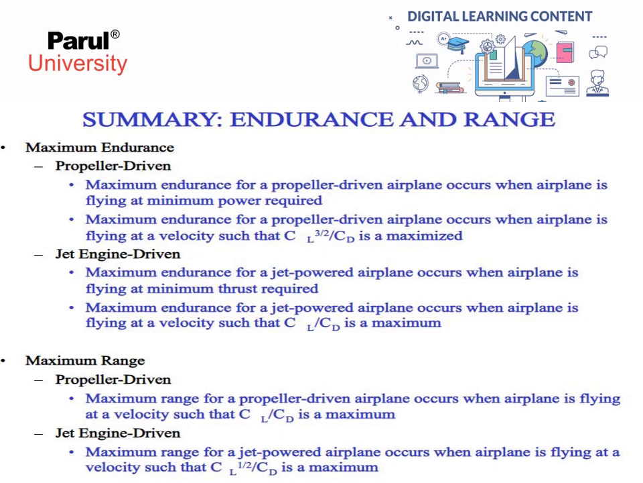Now, maximum range for a propeller driven aeroplane occurs when the aeroplane is flying at a velocity such that CL by CD is maximum. It is nothing but minimum thrust required conditions for maximum range for a propeller driven aeroplane. And for a jet engine, the maximum range for a jet powered aeroplane occurs when the aeroplane is flying at a velocity such that CL to the power 1/2 upon CD is maximum. For a jet engine, it is nothing but T by V infinity minimum conditions.